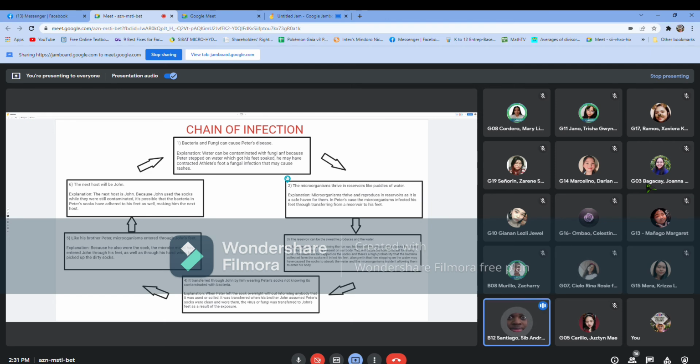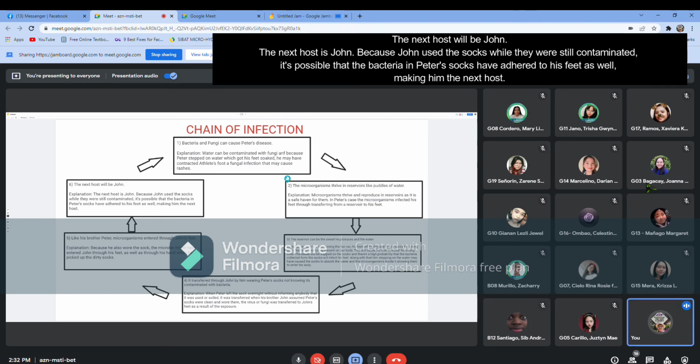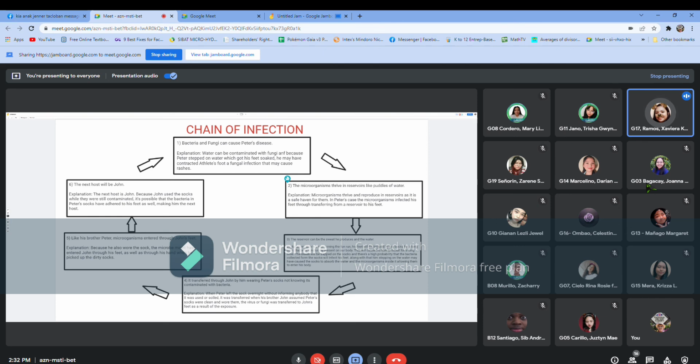I understood that in number 5 that microorganisms entered John through his feet after he wore the dirty socks, which caused him an infection. John used the socks that Peter used after the fun run. The socks were still contaminated, so when John used them, the bacteria in Peter's socks had adhered to his feet, thus in conclusion making him the next host.